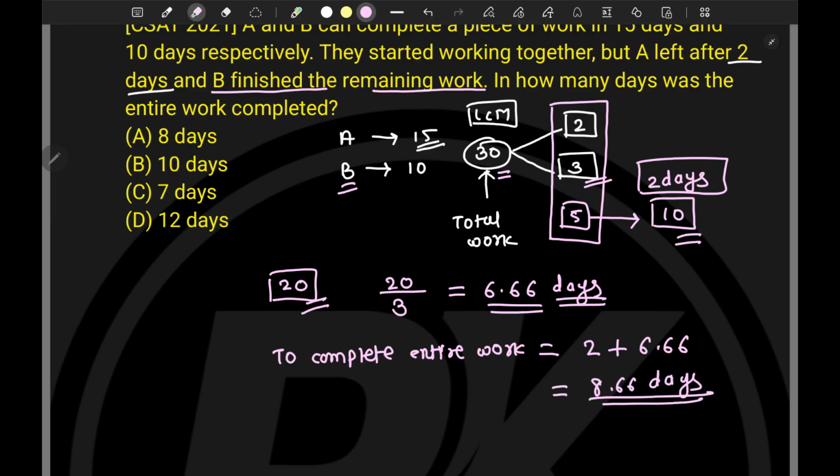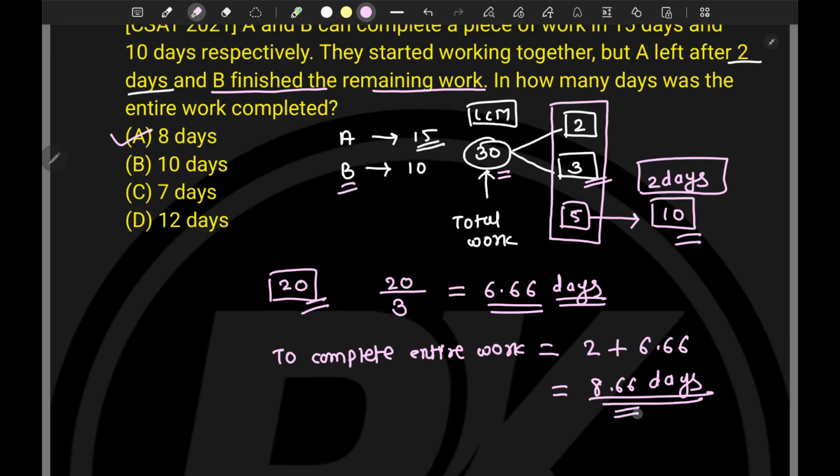Okay, now which is the nearest option? So option number A, and hence option number A is correct. For example, in the examination, if they have given like 9 days, so that will be the nearest option. So UPSC plays with such things.